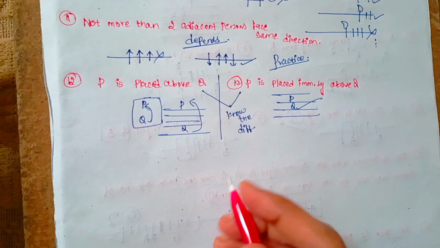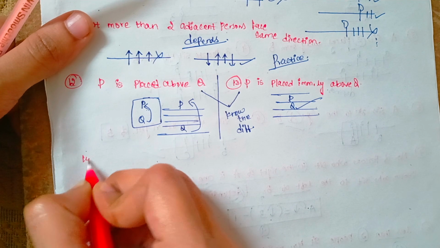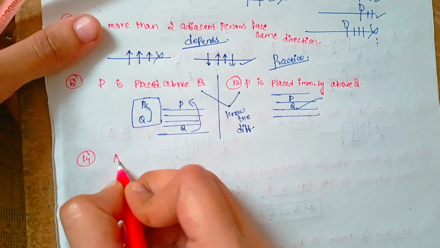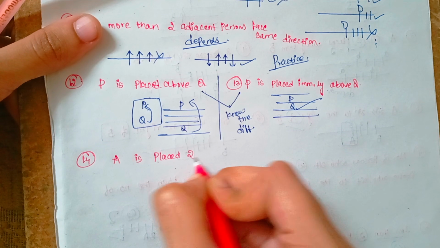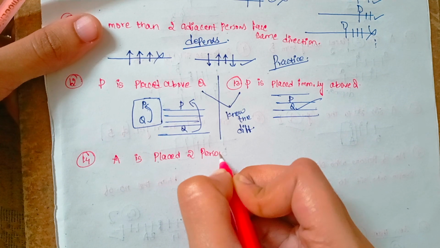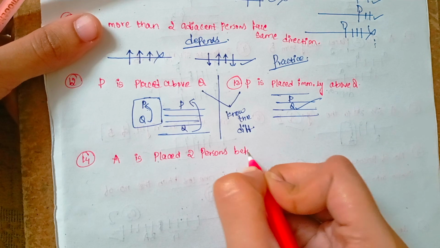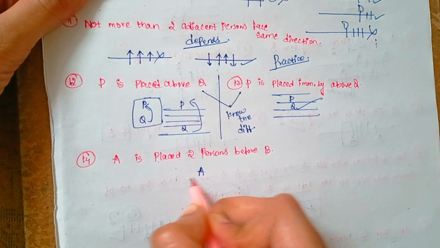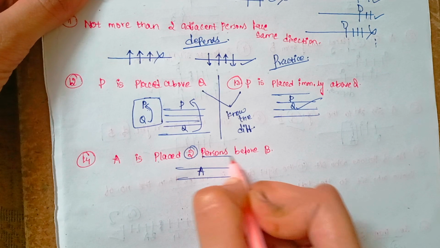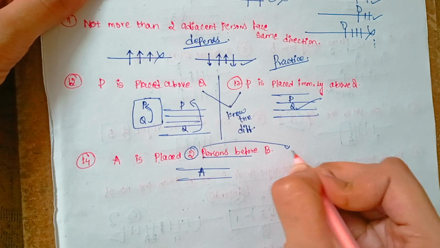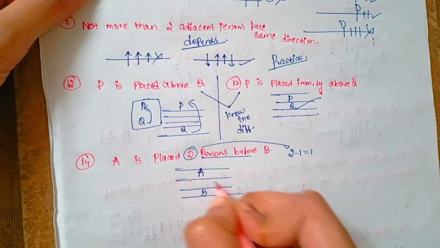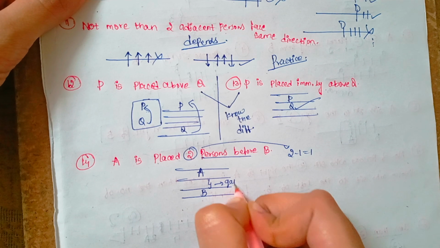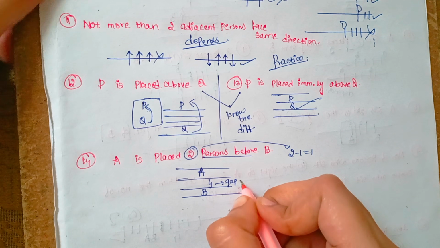14th statement is just like the first and third statements. I forgot to tell this there, so I am writing here. A is placed two persons before B. What I have said while explaining the first and third statements, 3 floors before, in the sense 3 minus 1, 2 gap. Just like that, 2 persons before, in the sense 2 minus 1, 1 gap should be there between A and B. This is the correct one. If possible, please write this 14th statement near the first and third statements so that we can compare this.